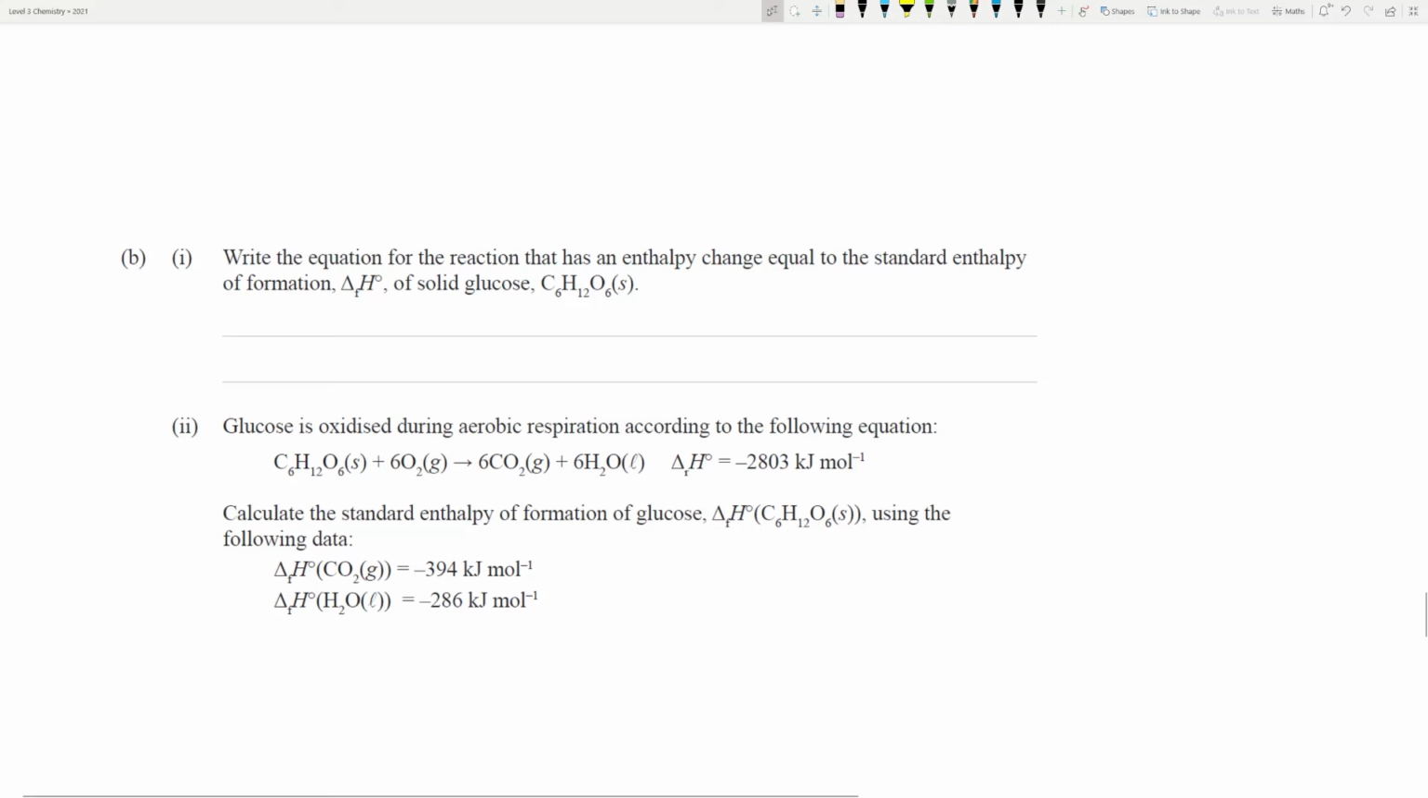So what are we dealing with here? Write the equation for the enthalpy change equal to the standard enthalpy of formation. So formation is you're forming this from the constituent elements. So we are dealing with oxygens and hydrogens. So 6, 6, 3. Okay. So this is gas.